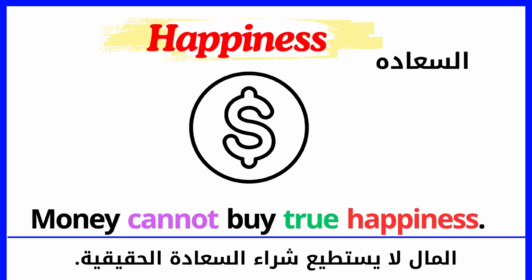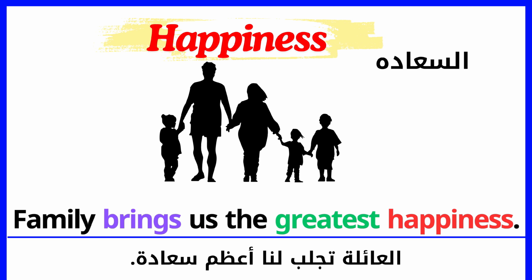The next word is happiness. Happiness. For example, money cannot buy true happiness. Again, money cannot buy true happiness. Another example is, family brings us the greatest happiness. Again, family brings us the greatest happiness.